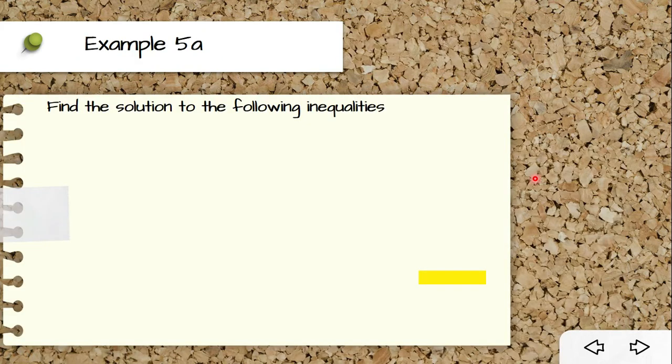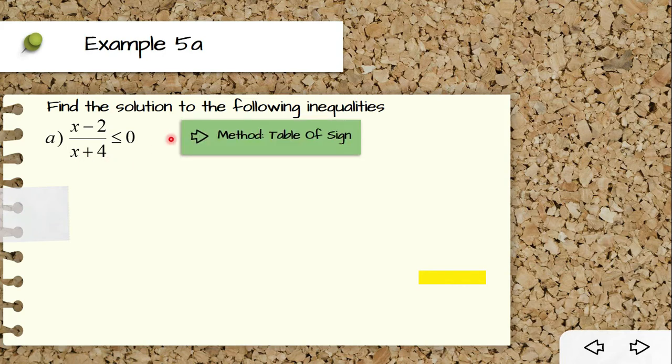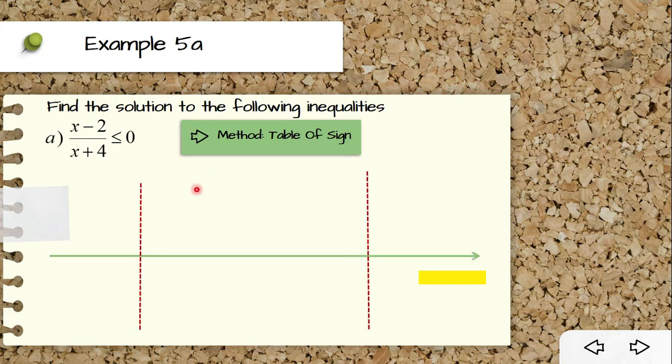Now let's discuss some examples. We go to example 5a. Find the solution to the following inequalities. Question A: x minus 2 divided by x plus 4 less than or equal to 0. We try to use the method of table of sign. So firstly, we draw a table like this. You write down the value of x equal to negative 4.